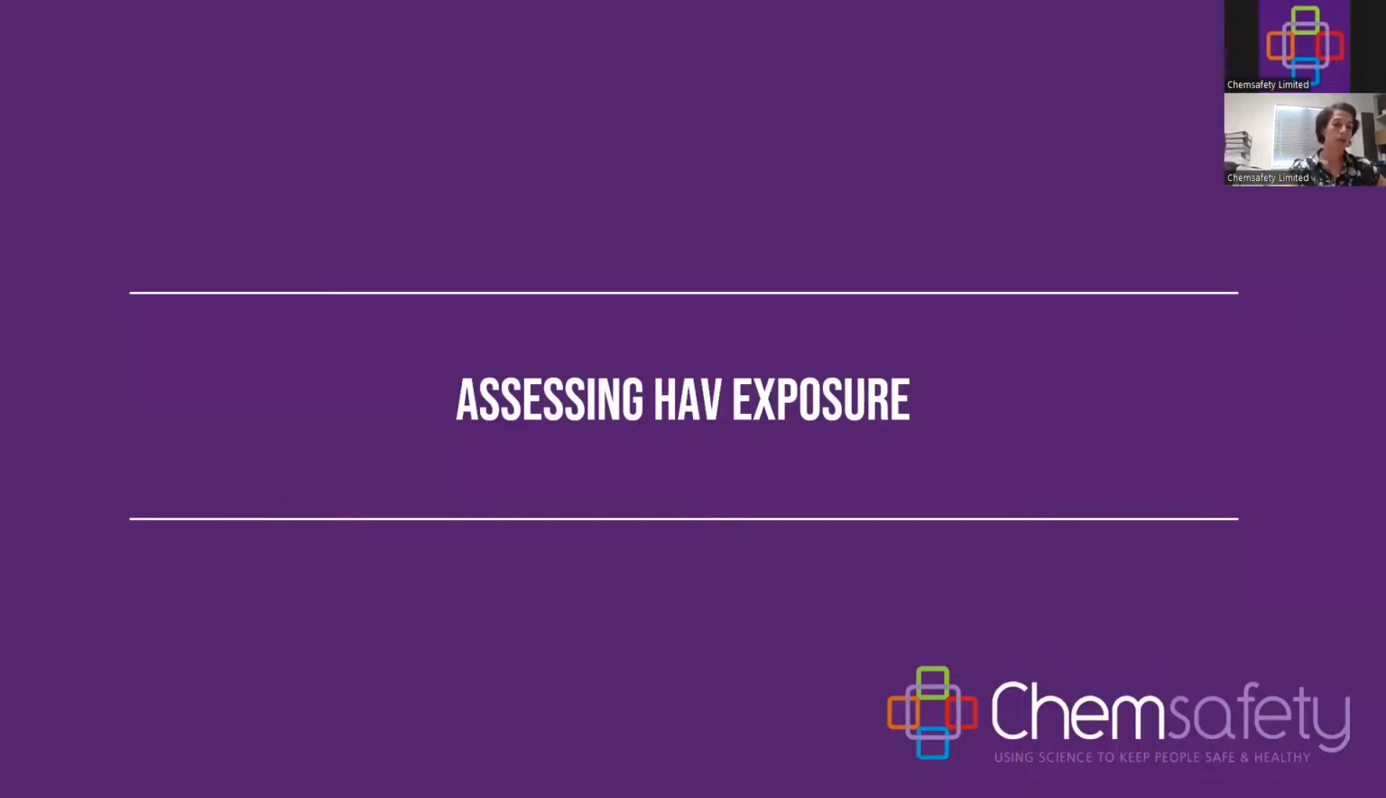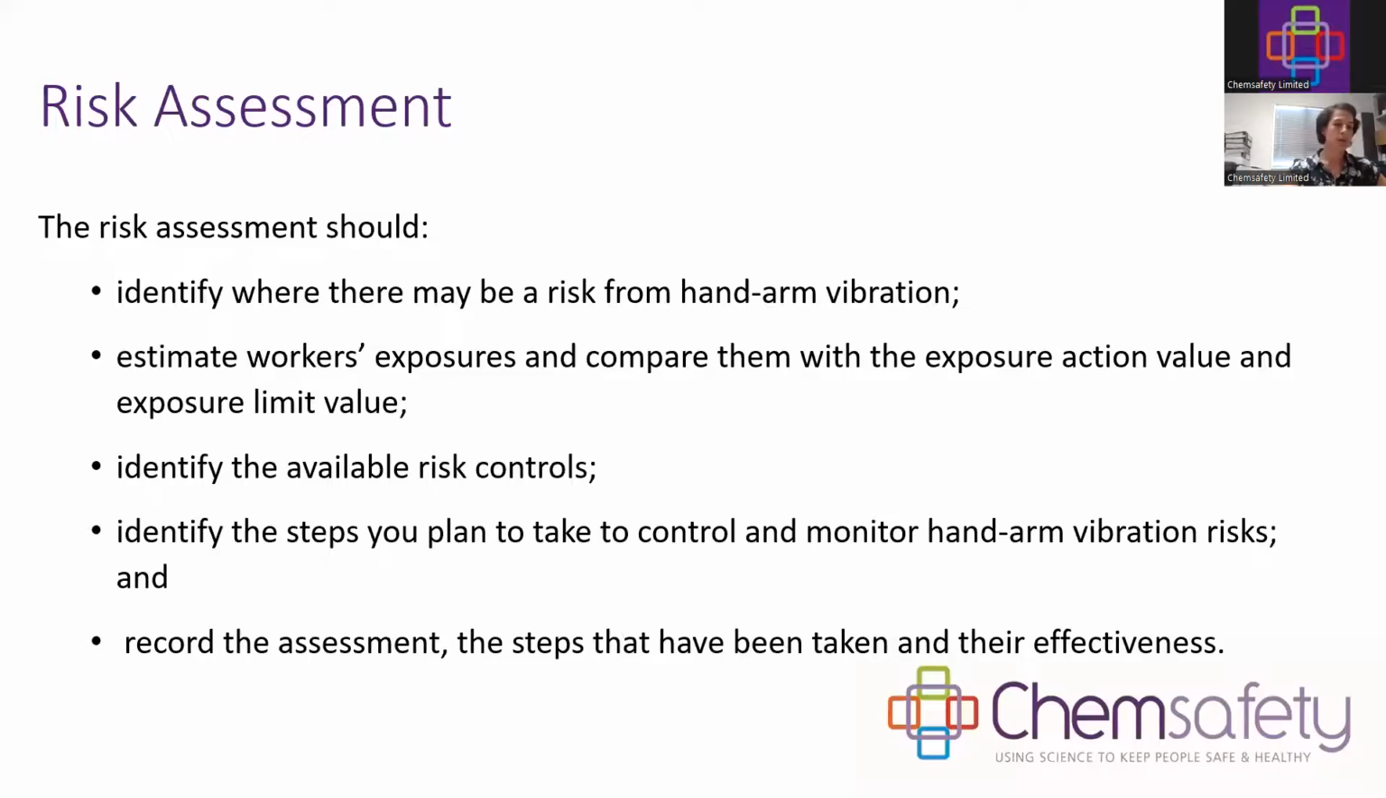Okay, so assessing hand-arm vibration. You'll typically do a risk assessment, and during the risk assessment, you will identify where there may be a risk from hand-arm vibration, estimate the worker's exposure, and compare it with the exposure action value and exposure limit value. Identify available risk controls, identify the steps you plan to take to control it, and you have to record the assessment. It is just easy to have a paper trail, to see what you have to do and what you have done.